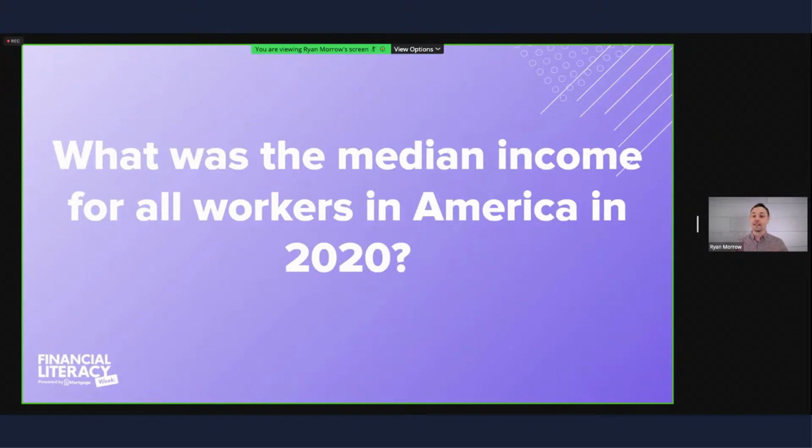You can access the chat by clicking on the text bubble icon and then typing in there. Again, what do you think the median, the middle of the road income, is in America in 2020? In general, this is not by region or city, just the broader spectrum, right? So what do you think that's going to be? I'll give you a few seconds here to throw your guesses in the chat, and we'll see what we get.